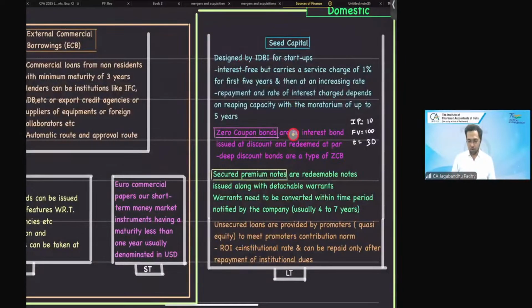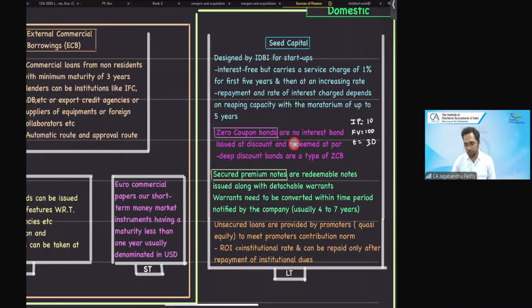So they are no interest bonds issued at a discount and redeemed at par. Like we are issuing at a discount, in our case, at 60, and then we're redeeming it at 100. There is something called deep discount bonds also. Now, what are these deep discount bonds?